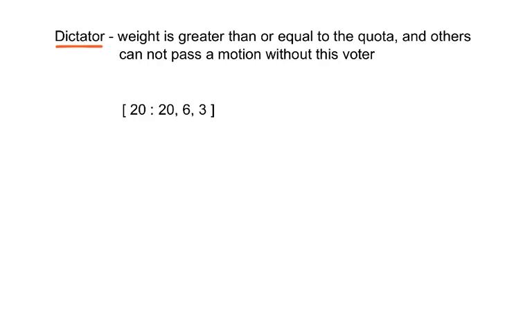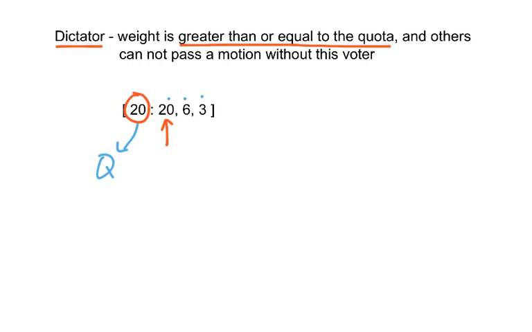In this weighted voting system, we have a quota of 20. We have 3 different voters, a 20-weight voter, a 6-weight voter, and a 3-weight voter. We're looking at this to see, is there a dictator in this setup? Well, notice, in order to pass a motion, we've got to have 20 worth of weight voting for the motion. Well, this voter right here has enough weight to pass a motion all by themselves. So if their weight is greater than or equal to the quota, that's a condition of being a dictator.